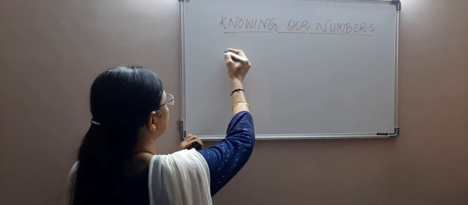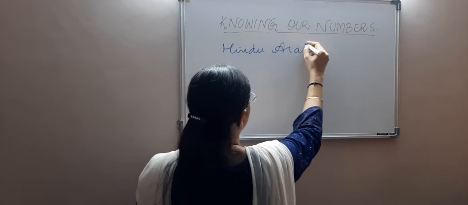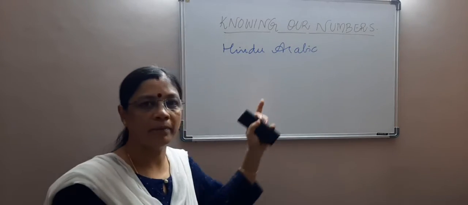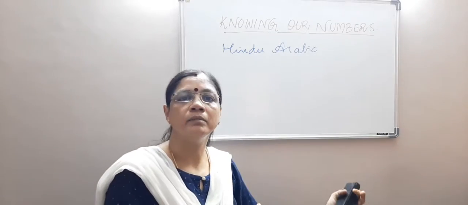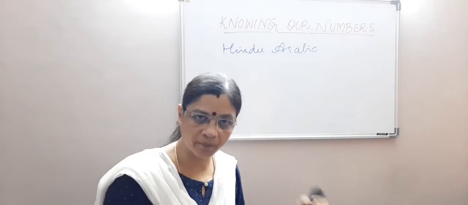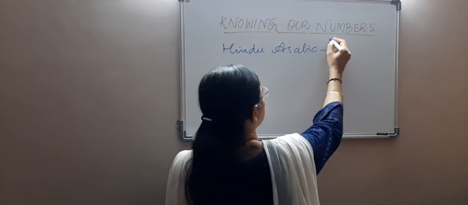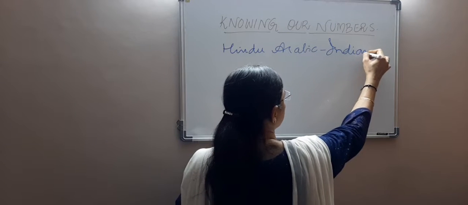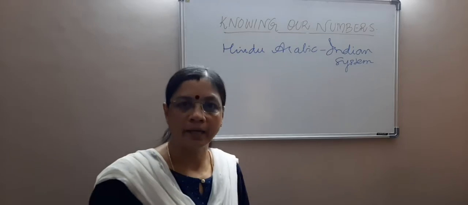Now numbers, as we see, are called the Hindu-Arabic numerals. So what are Hindu-Arabic numerals? The numbers which we study, or which we are used to in mathematics, are called Hindu-Arabic numerals, and this system is called the Indian system. Where we use Hindu-Arabic numerals is called the Indian system.